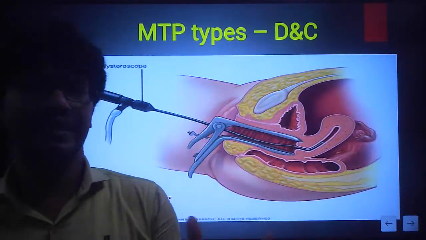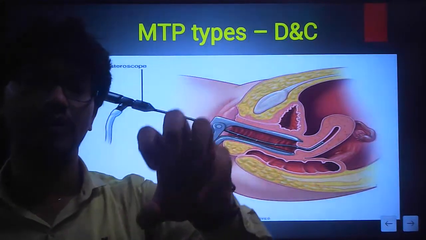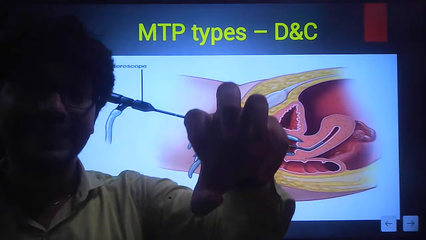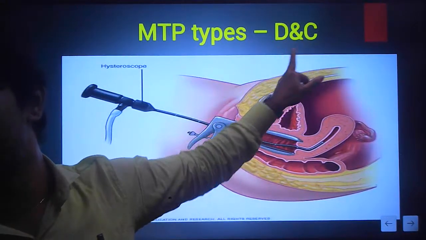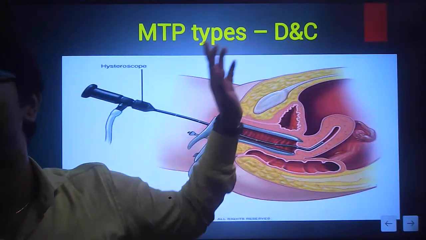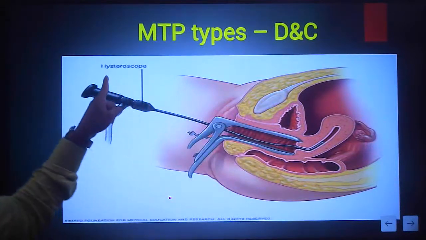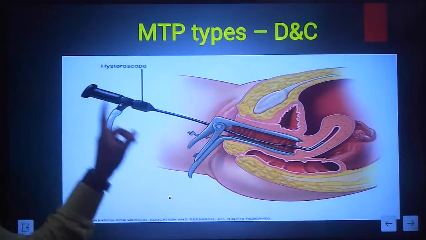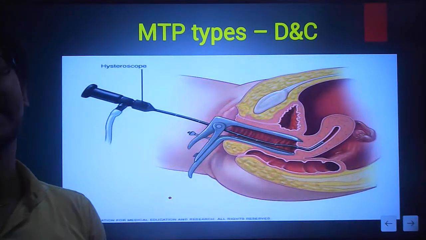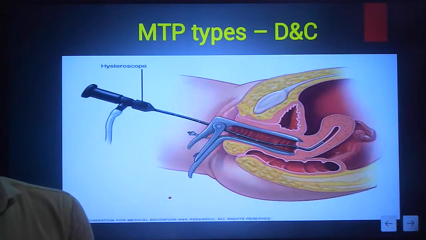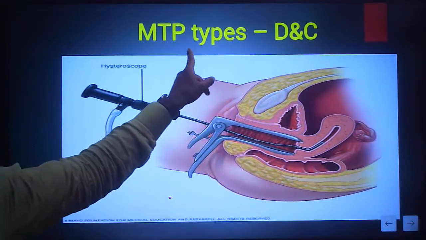At 12 weeks the fetus is not completely developed. So at 12 weeks or a maximum of 20 weeks, the implanted ovum is removed by curettage. So that is what we call dilation and curettage, DNC. They'll do it within 12 weeks or a maximum of 20 weeks using the instrument called the hysteroscope. The principle is to dilate the cervix and remove the implanted ovum. This is one of the techniques used for induced abortion.